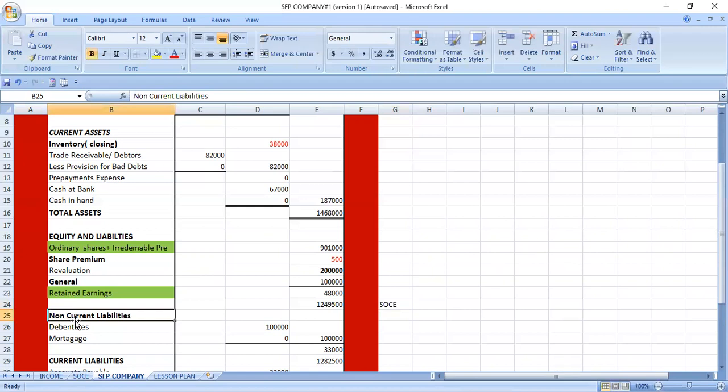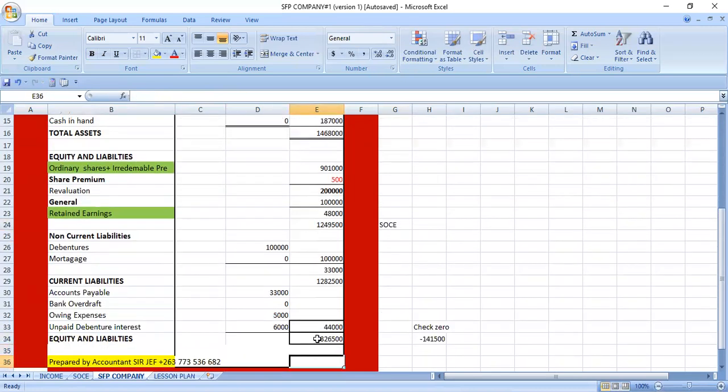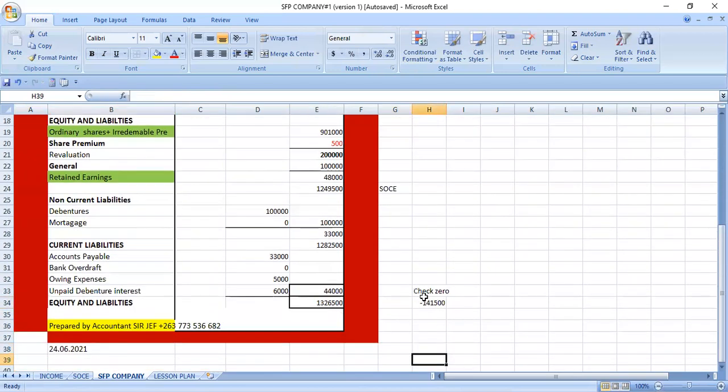Then you move on to your non-current liabilities, our debenture, our mortgages. Then you add the total, transfer to the last column like that. Then you move on to our current liabilities. Okay, I think if I'm moving fast, you pause the video, try to listen to that. Then our current liabilities, our payables, our overdrafts, our owing and unpaid debentures, and so on. Then we are done with the format. So this is how you prepare the statement of changes in equity for a company.